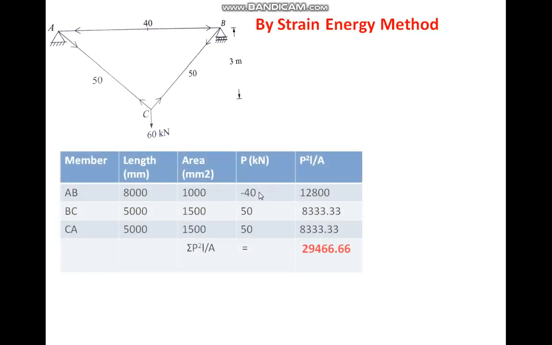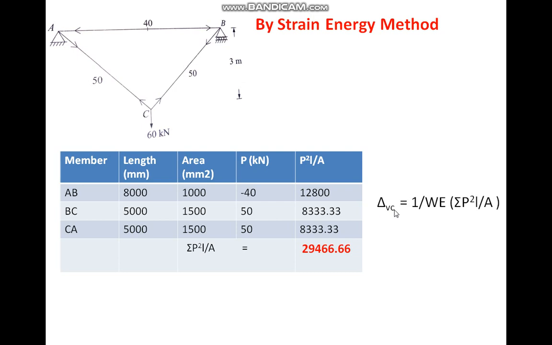Now the strain energy method. The only difference is that you do not apply 1 kilonewton in the vertical direction; you calculate directly. K is not there, so the table has only member, length, area, P and P square L by A. P is squared, and L is in millimeters and area in millimeter square. The total summation of P square L by A is 29466.66.